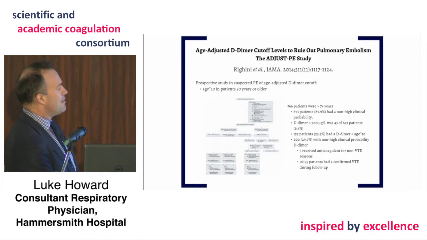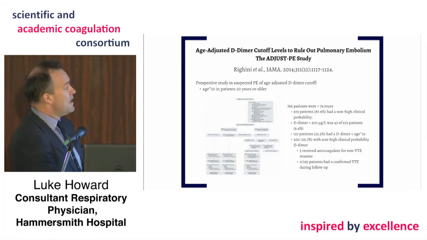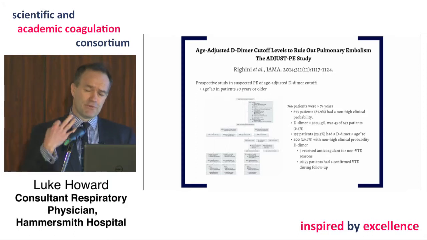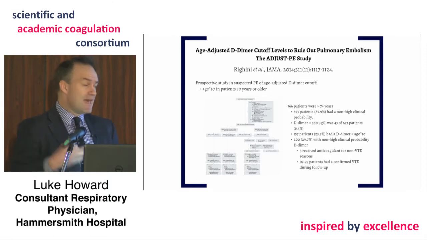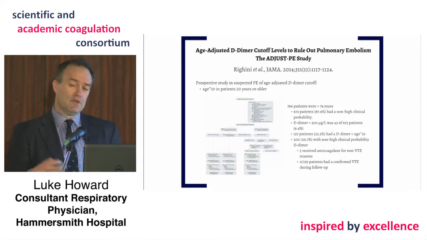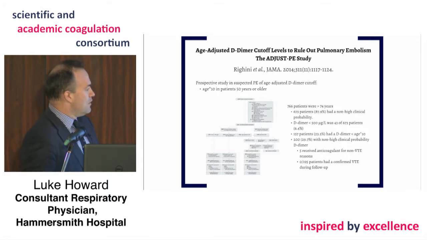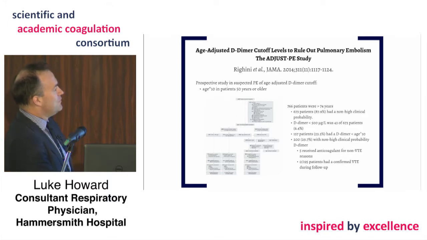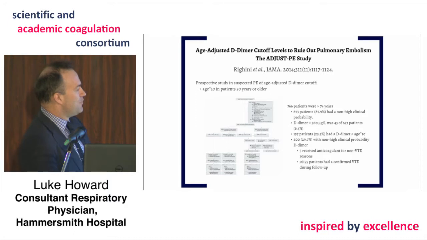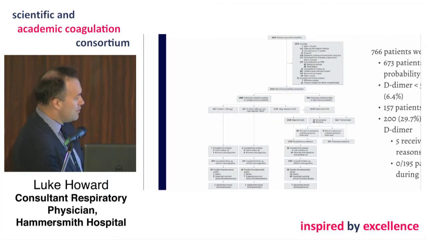So this was published in JAMA in 2014, and this was using age-adjusted D-dimer cutoff levels, called the ADJUST-PE study. And the way they defined this was that taking patients over the age of 50, they said, well, let's consider a cutoff level of D-dimer of the age multiplied by 10. So they took 4,400 patients who were eligible, and of these, 3,300 had a clinical probability assessment. This is the group we're interested in here.